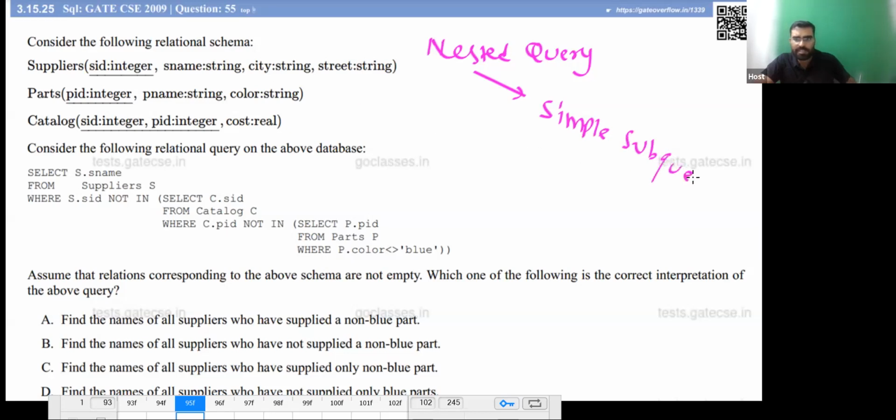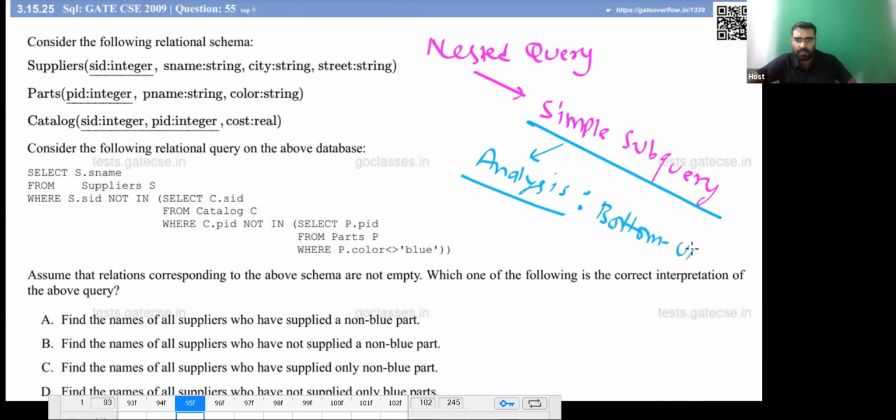So whenever you have a simple subquery, what should your analysis approach be? It should be bottom up, right? Correct? Okay, so apply the bottom up approach. Go like this.